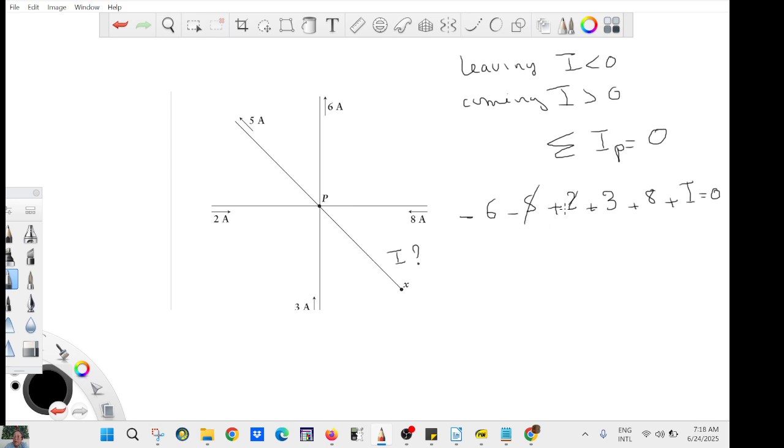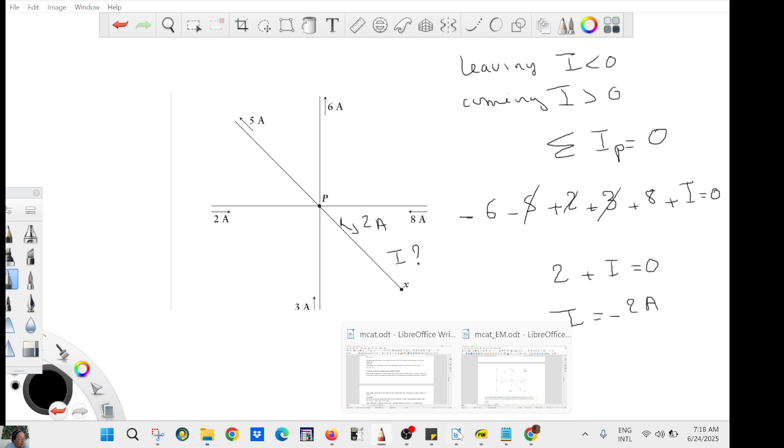So that goes away. And then we have 2 plus I equals 0. So the current equals minus 2 amps. Minus 2 means it's leaving. So that means it goes out at 2 amps. So it's leaving. Okay?